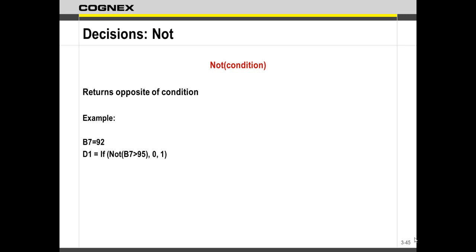Well, is B7 greater than 95? It's false, but we not it. It's true, so you grab the true value. The true value is a 0. It depends on your placement, not the value. Okay? Because for some people, bad is 1, good is 0, because that would be a jettison.